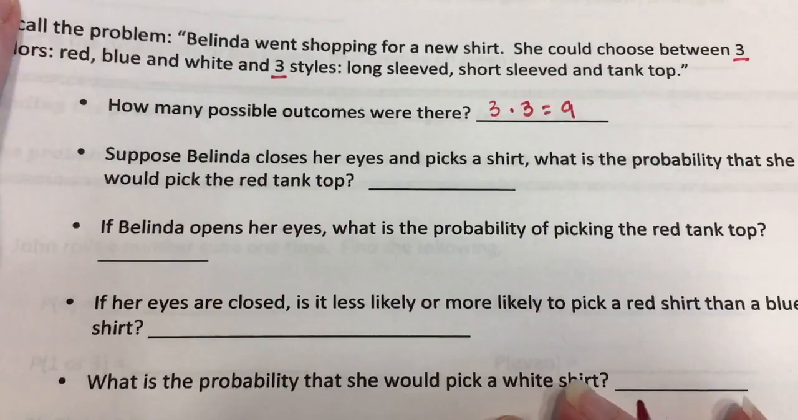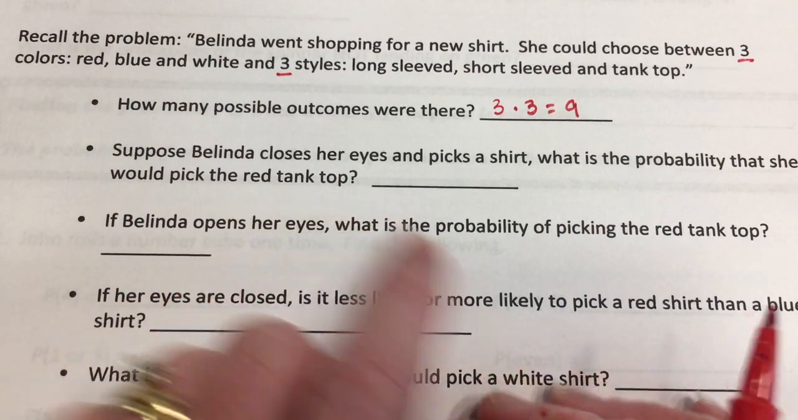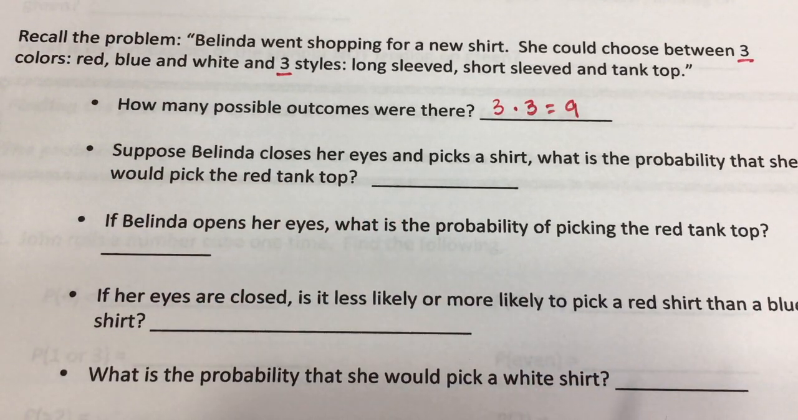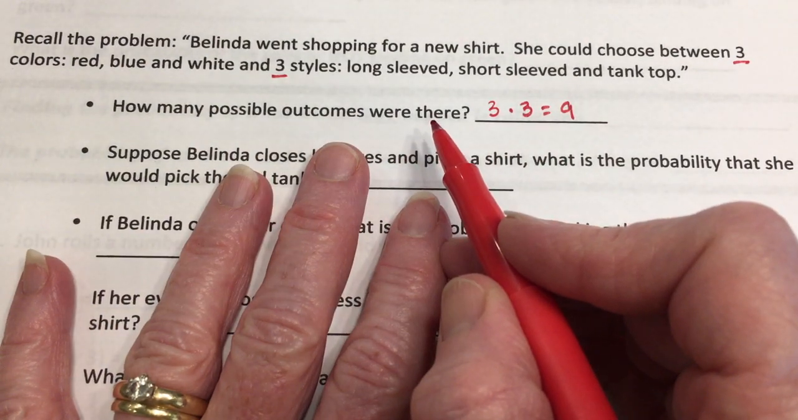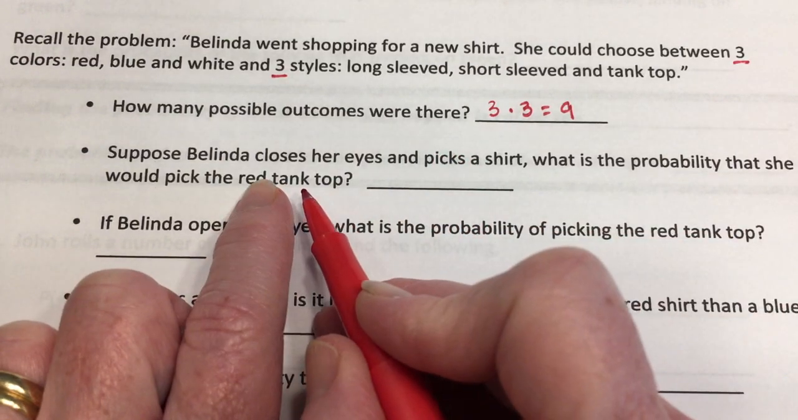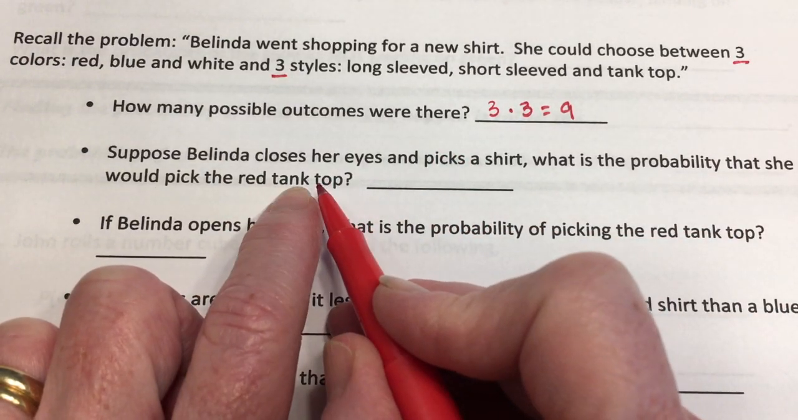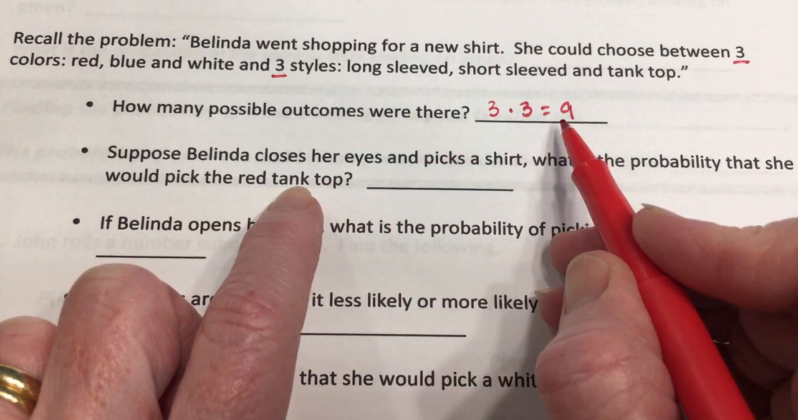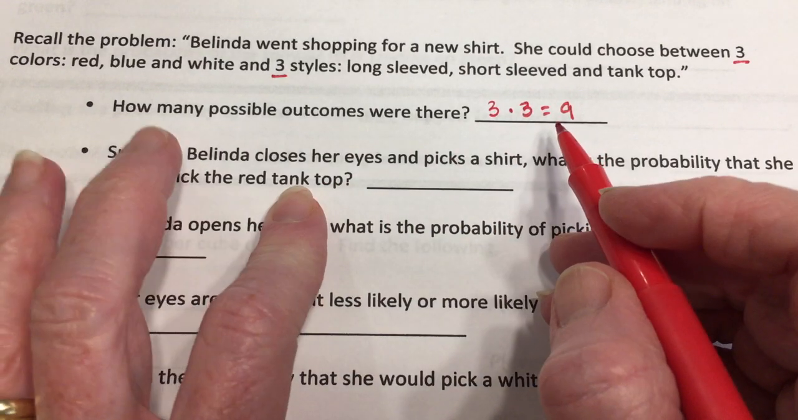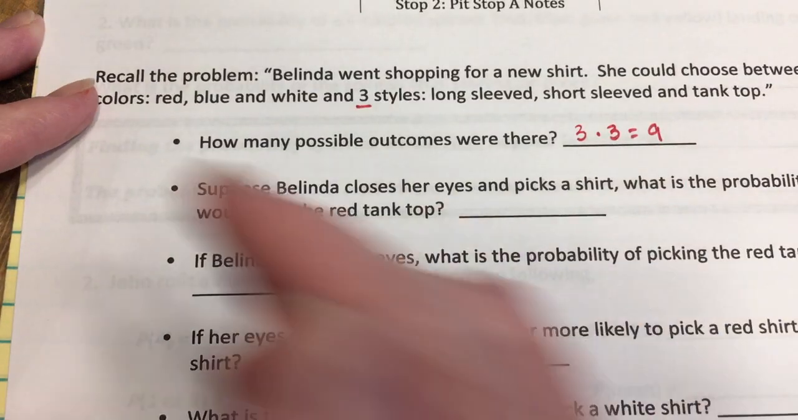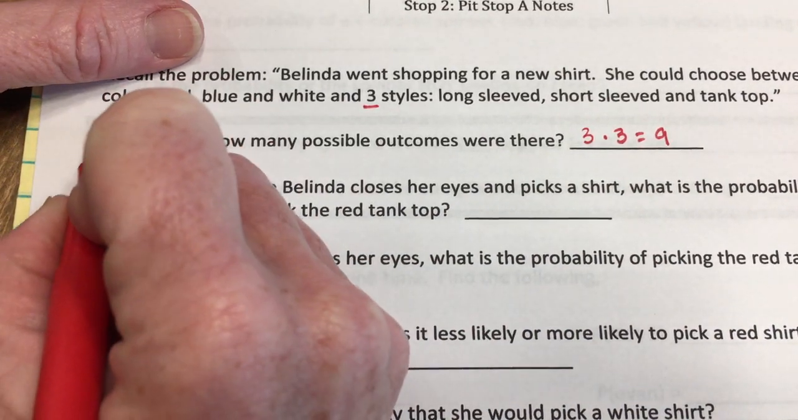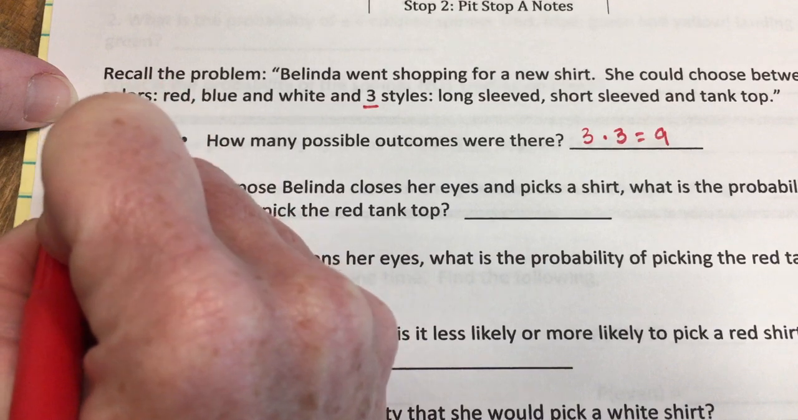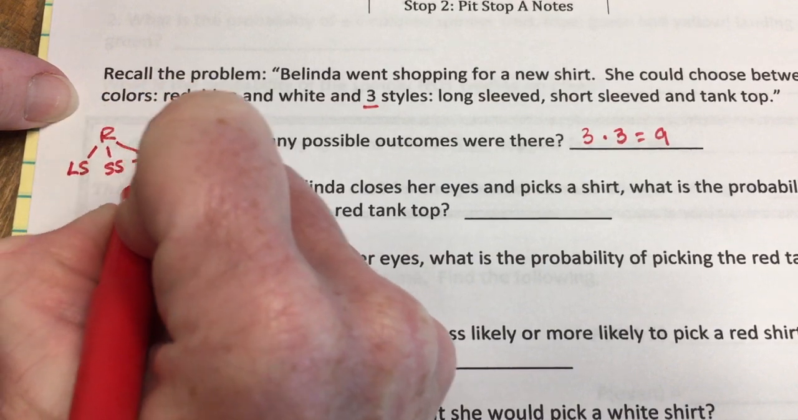Now, suppose Belinda closes her eyes and picks a shirt. What's the probability that she's going to pick a red tank top? If there are 9 different outcomes, how likely is she to come up with the red tank top? Well, the red tank top is just one of the 9 outcomes. If we go back and look at all the possibilities, out of red, she could pick long sleeve, short sleeve, or a tank top.